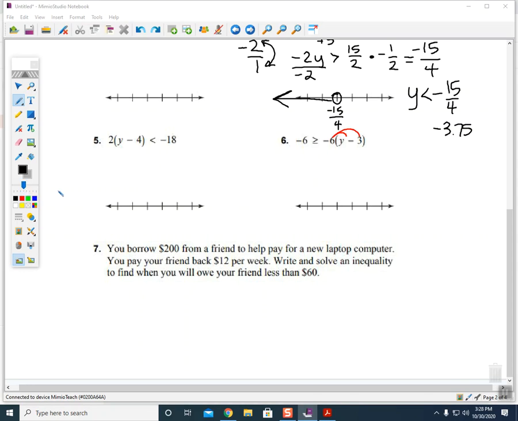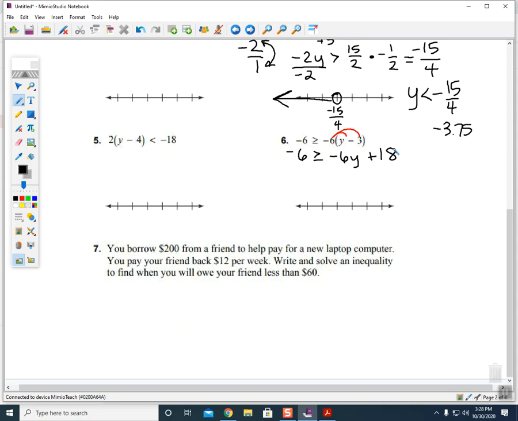Okay. So I'm going to distribute. So I still have negative 6 on my left-hand side. I want that to be higher. Negative 6 is greater than or equal to. Now I'm going to distribute. So I'm going to have negative 6y. And then I would have minus a negative. 6 times negative 3 is 18. So minus a negative 18, which is the same thing as adding 18.